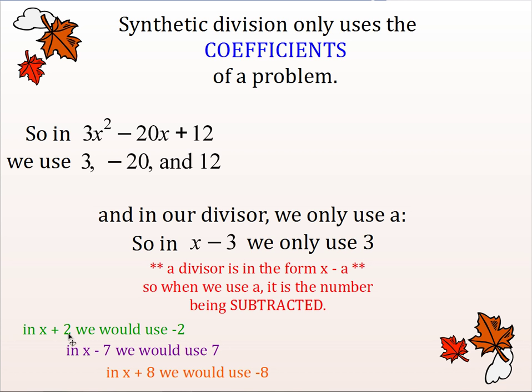In x plus 2, that's the same as subtracting a negative 2. So the number that's being subtracted here is a negative 2, and negative 2 would be a. In x minus 7, a would be 7, and in x plus 8, a would be negative 8. Remember, it's the number being subtracted, and adding a number is the same as subtracting a negative.